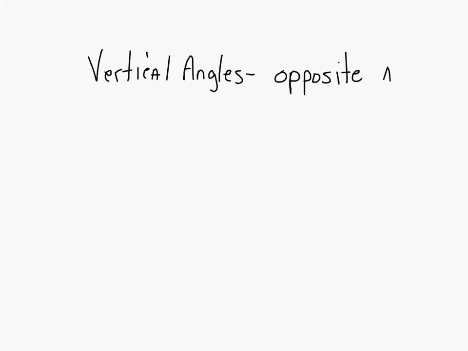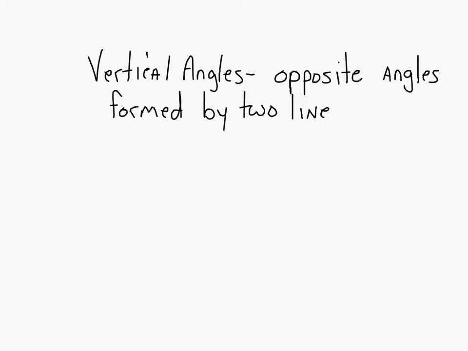Vertical angles. Those are opposite angles formed by two lines. Opposite angles formed by two lines, and they are congruent.